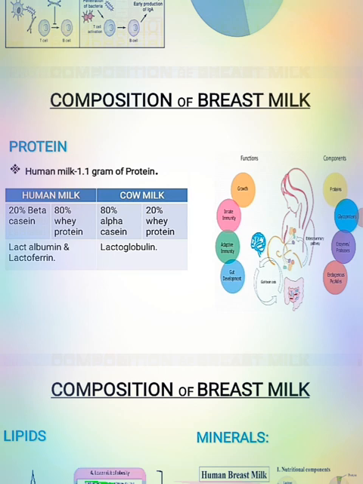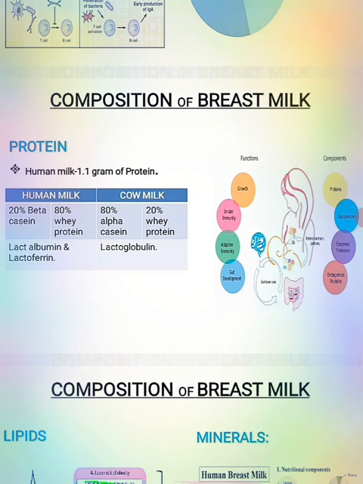Now, the transmission of proteins. Human milk has 1.1 gram of protein, and it has 20% beta casein that is absorbable and digestible by the delicate intestinal epithelium of the neonate, whereas cow milk has 80% alpha casein, and this cow milk is not absorbable and digestible by the newborn baby.